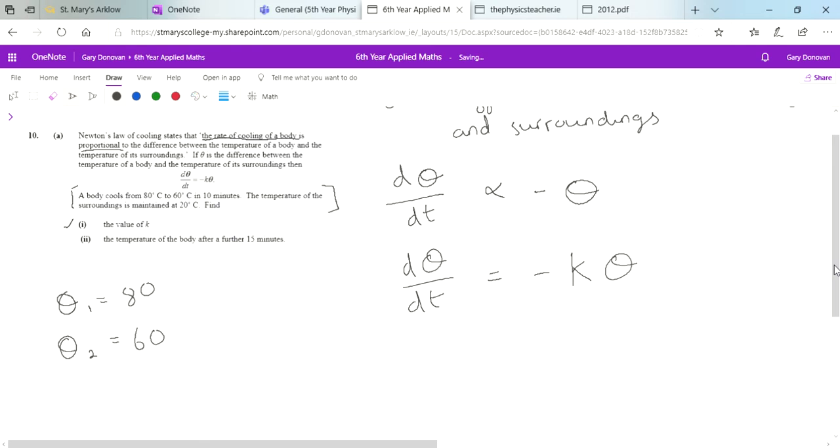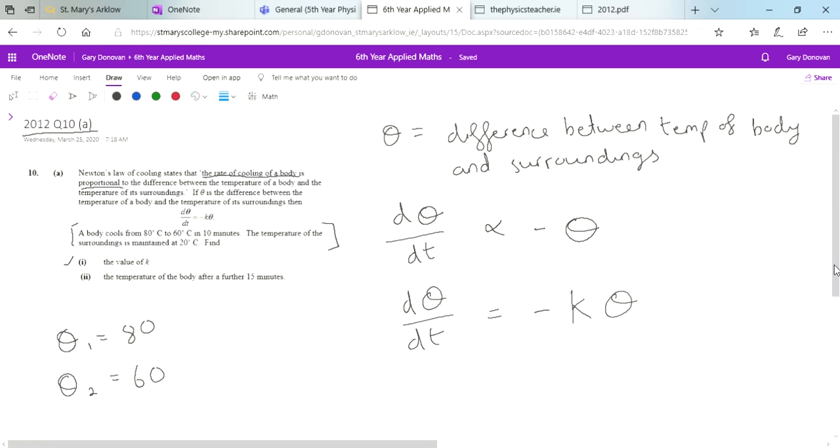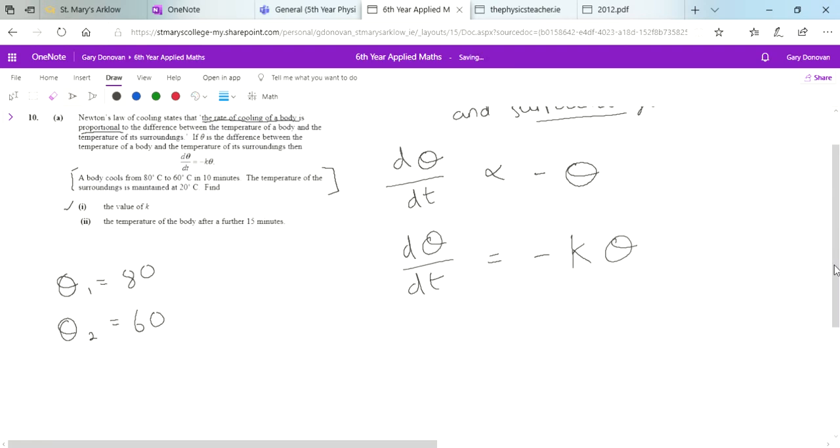But what is theta again? Theta is the difference between the temperature of the body and the surroundings. So if the surroundings have a temperature of 20 degrees, theta 1 won't be 80, it'll be 80 minus 20, which is 60 degrees. That's the difference between the body's temperature and the surrounding temperature. Theta 2 similarly will be 60 minus 20, which is 40 degrees. Our time 1 is obviously going to be 0, and time 2 is 10 minutes, because they said the body cools from 80 degrees to 60 degrees in 10 minutes.